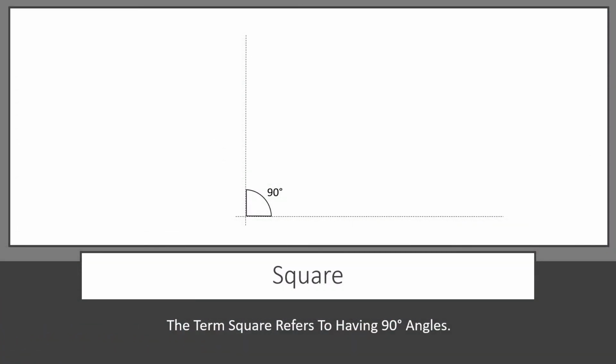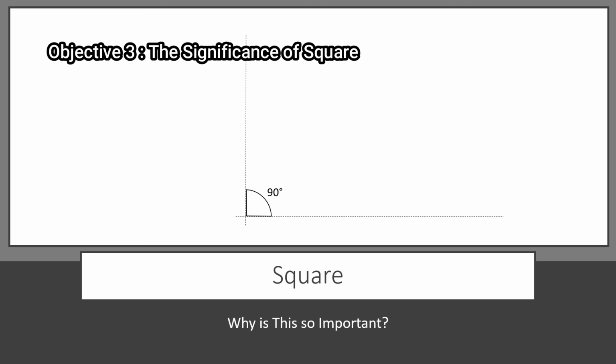One of the fundamental aspects of carpentry refers to the term square. Square refers to having 90-degree angles. It's also called right angle. In some cases, there may be a project or part of a project that calls for specific angles that are not 90 degrees. But for the construction of all other projects, having a perfect 90-degree angle is a must. So why is it so important that what we're building is square?